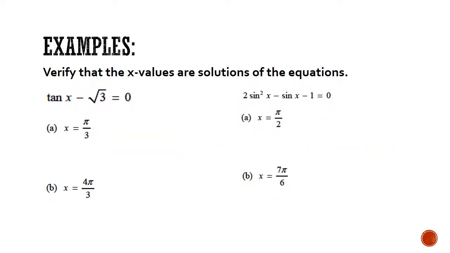So let's try this example. We're going to start really easy. All you have to do is take the equation tan x minus square root of 3 equals 0, put in pi over 3, and show that it works or that it doesn't work. Do that for these two problems. Pause the recording, give it a try, and resume to check your answer.